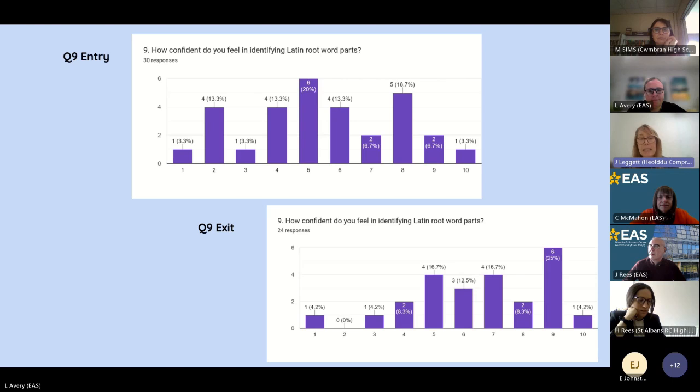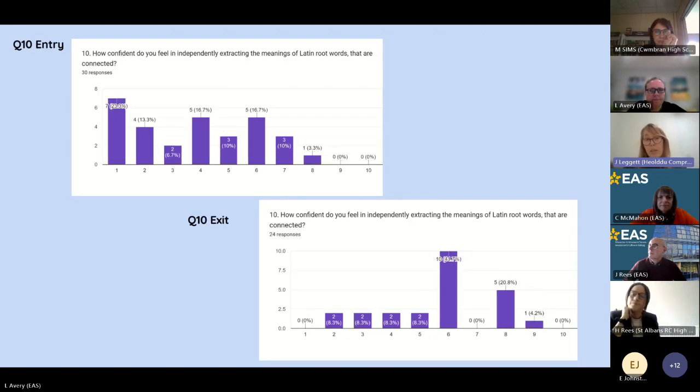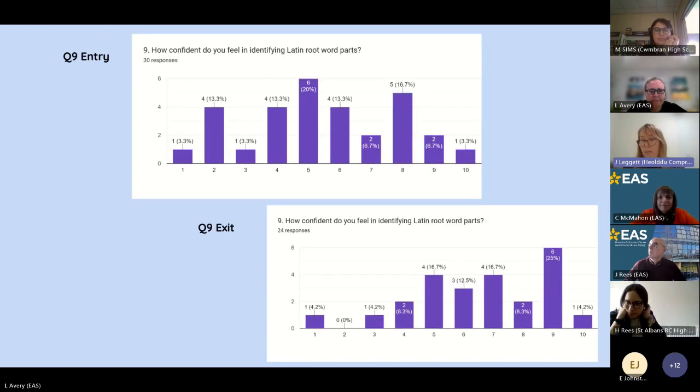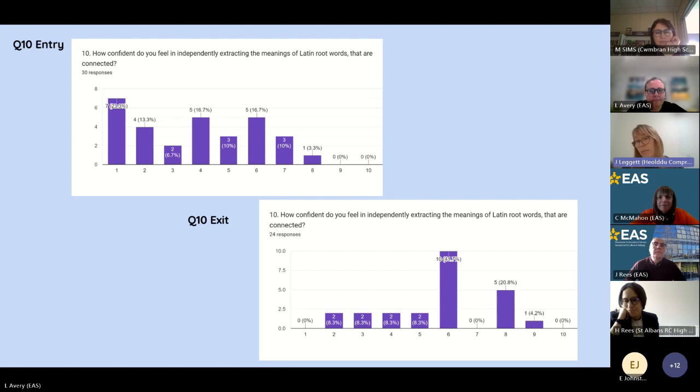And then here is how confident in independently finding the meanings. So at the start, we've got 1, which fits the result. They've got absolutely no idea. But in the exit, I've got that it's 6, and we've got some 8s here as well. But 1 to 6, that's a great move in terms of being able to work out from unfamiliar words what we think the link might be by using other words that might be familiar to us with that root word in. So when you try something, you're like, I'm not sure how this is going to go, but I'm going to give it a whirl.